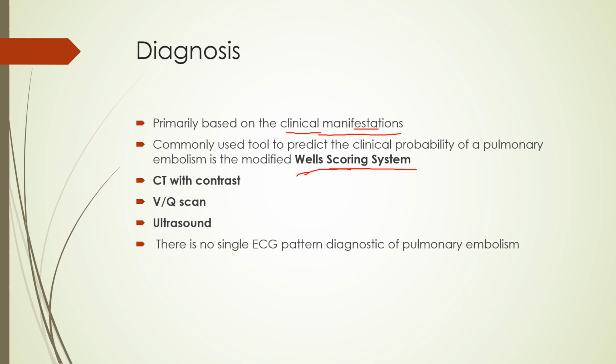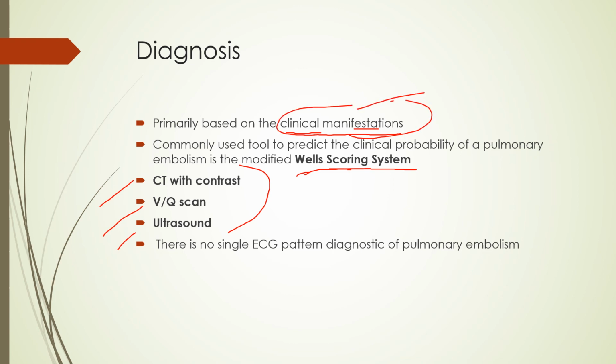This is where they're looking at the probability: is this most likely a pulmonary embolism, right? So that modified Wells scoring system is something they use. They could also use radiographic methods, CT, X-ray, even ultrasound. I won't do an ultrasound with this one for you guys, but those are radiographic ways they can look at it too. But they can also just look at clinical manifestations and go from there as well.